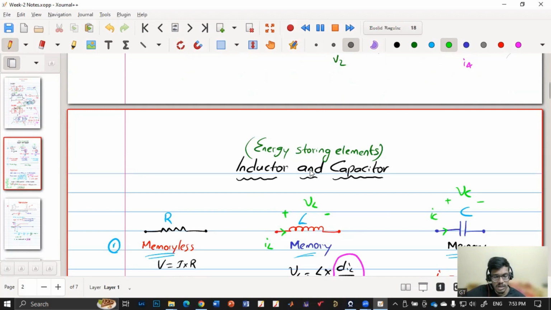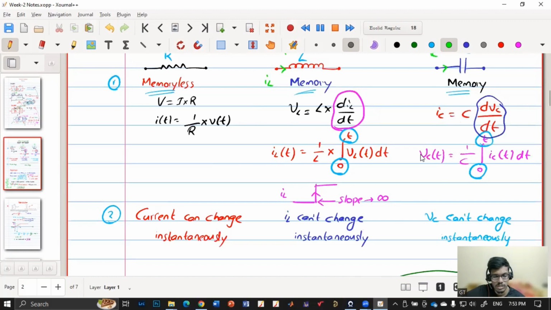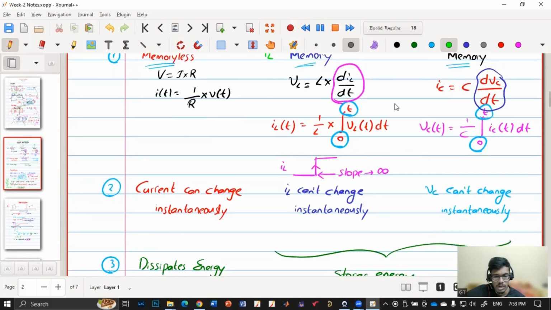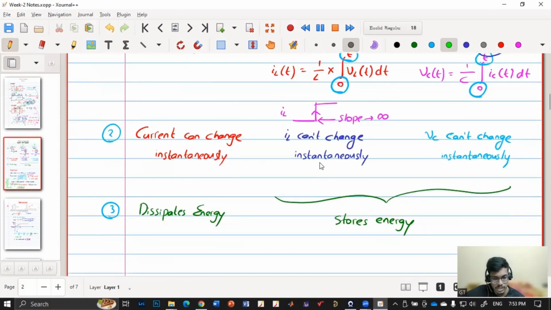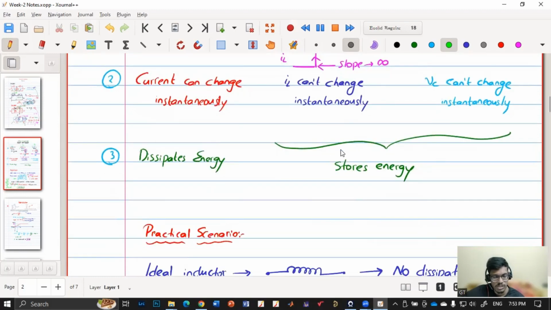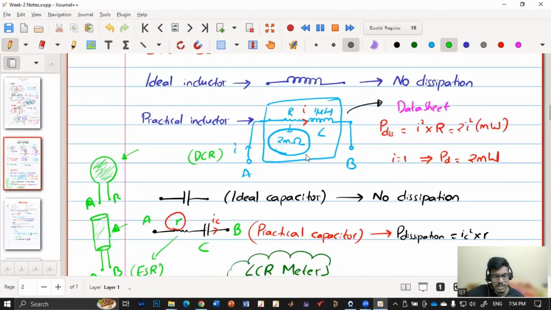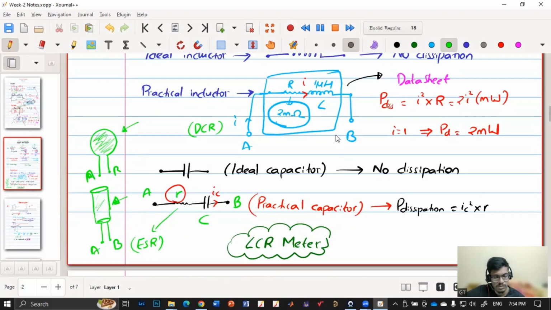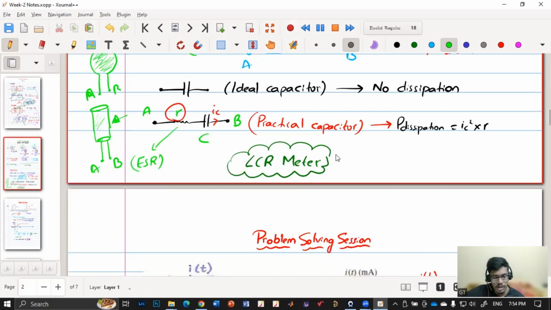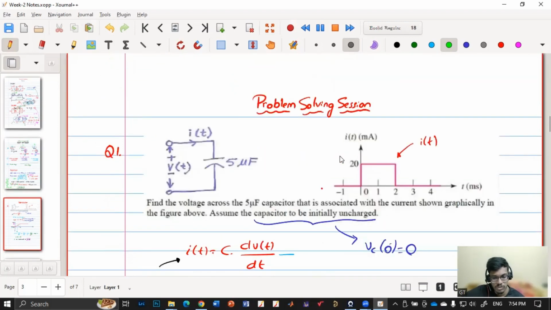Then we started this week's topic, a deep overlook into the energy storing elements, which are inductor and capacitor. Then we discussed their voltage current relationships, why these are called memory elements, what can change instantaneously, what cannot, which element stores energy, which dissipates energy. From a practical scenario, there will be some series resistance in series with inductor as well as capacitor, and these can be measured using the LCR method. And then we solved a few problems.